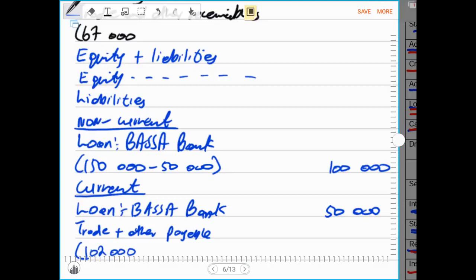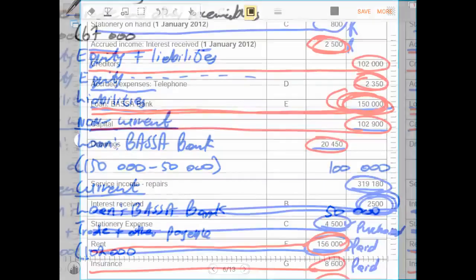And we have to check if there was any expense that was accrued in the trial balance, any expense that was accrued perhaps by the beginning of the year.